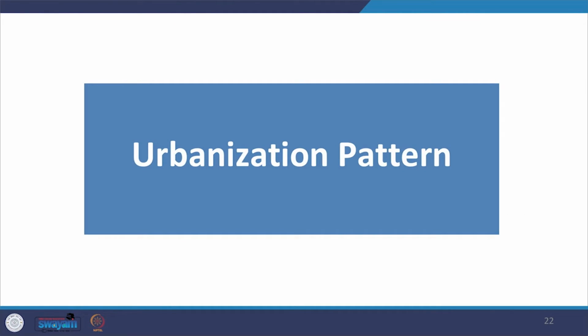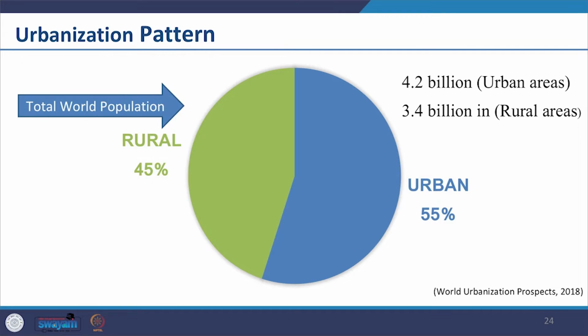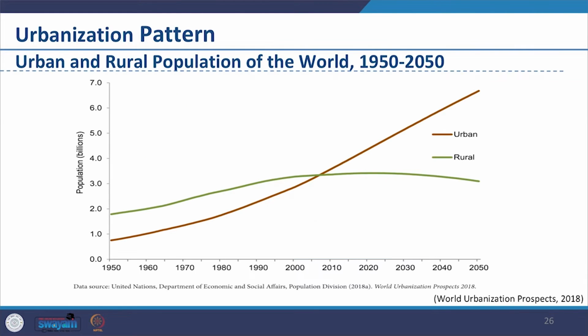Now, let us see the urbanization trend. As per the World Urbanization Prospects study undertaken in 2018, 55% of the world's population resided in urban areas. Overall, 4.2 billion people resided in urban settlements compared to 3.4 billion in rural areas. It is noted that the world's population has gone through a process of rapid urbanization since 1950.